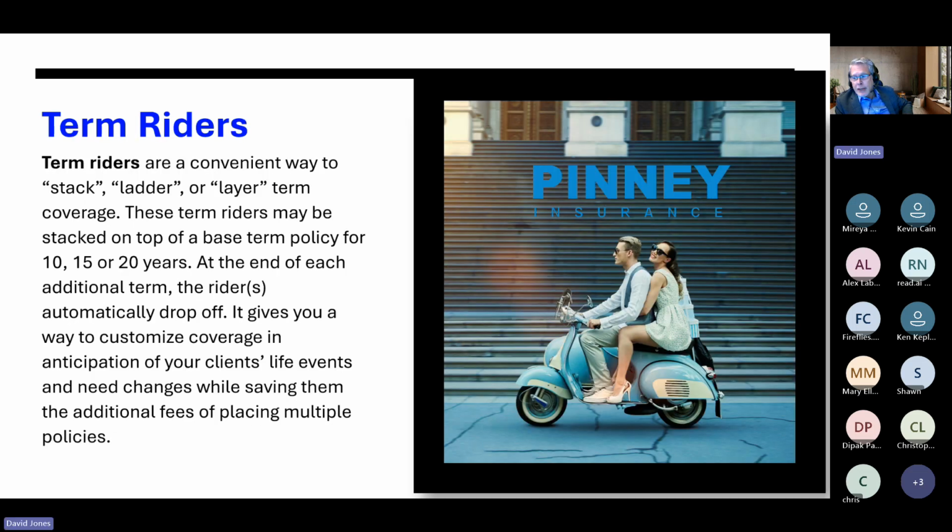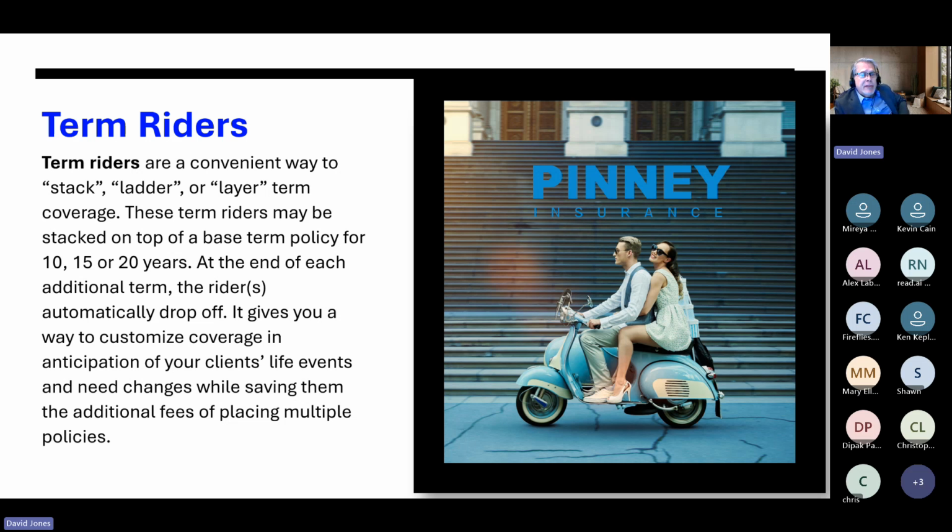Term writers. Term writers is kind of a convenient and fancy way of saying layering or laddering a policy. So it's a common strategy, and it's a good one. I'm a proponent of that, where you can layer maybe a 30, a 20, a 10-year term as you go through life. They drop off as it comes to the end of these terms, and it meets your needs, and it meets life events when you retire, when your mortgage is paid off, when the kids leave the house, things like that.